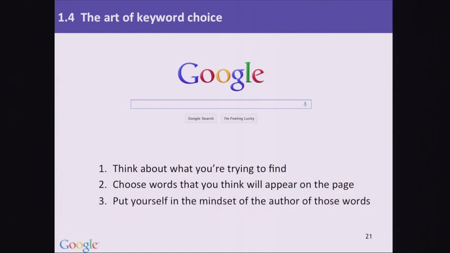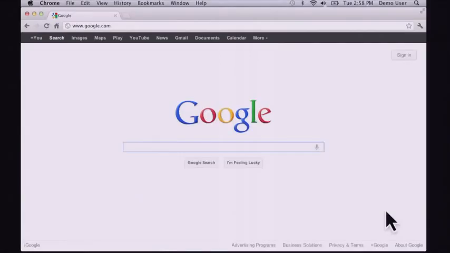And that's my third idea. How do you put yourself in the mindset of the author of those words that will appear on the perfect web page? So let me give you an example.